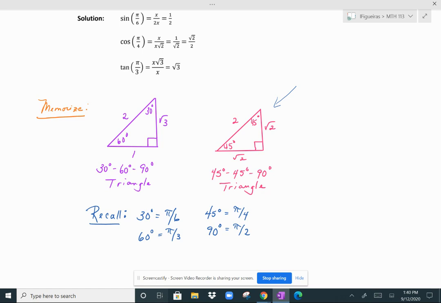And as a reminder, all of your angles could be expressed as radians, and since these angles are really common, it would be helpful for you to memorize the radian measures as well. 30 degrees is pi over 6, 60 degrees is pi over 3, 45 degrees is pi over 4, and 90 degrees is pi over 2.